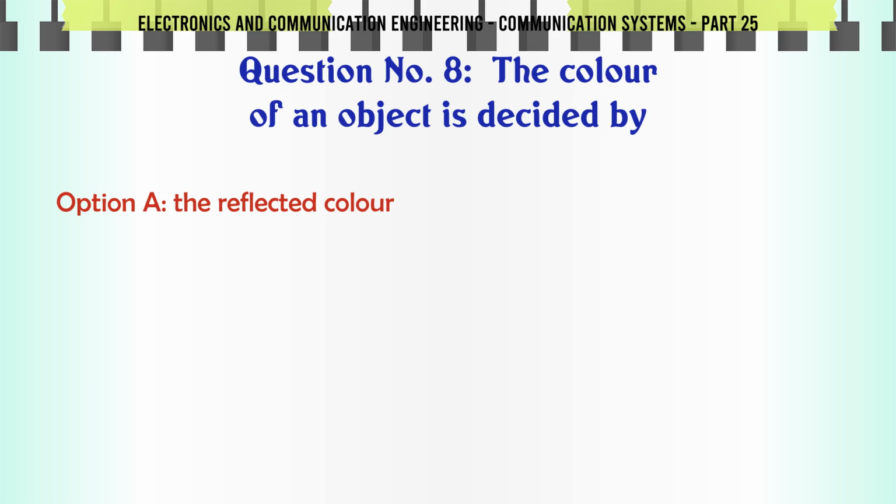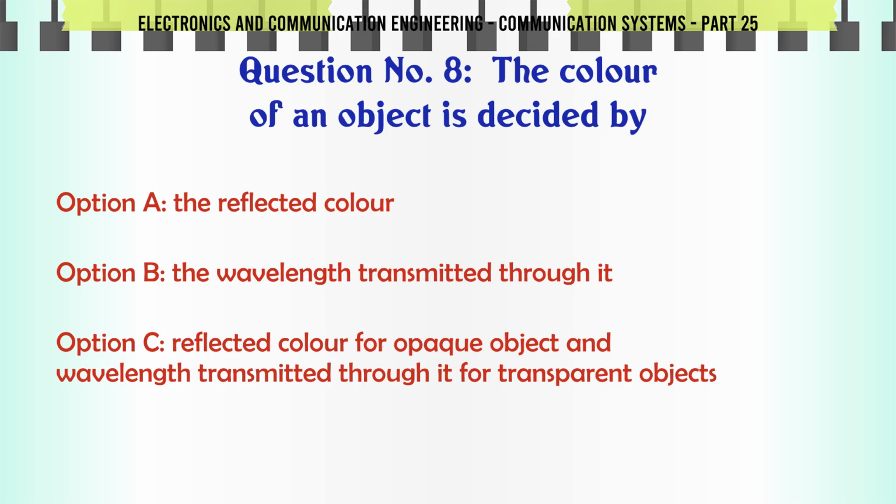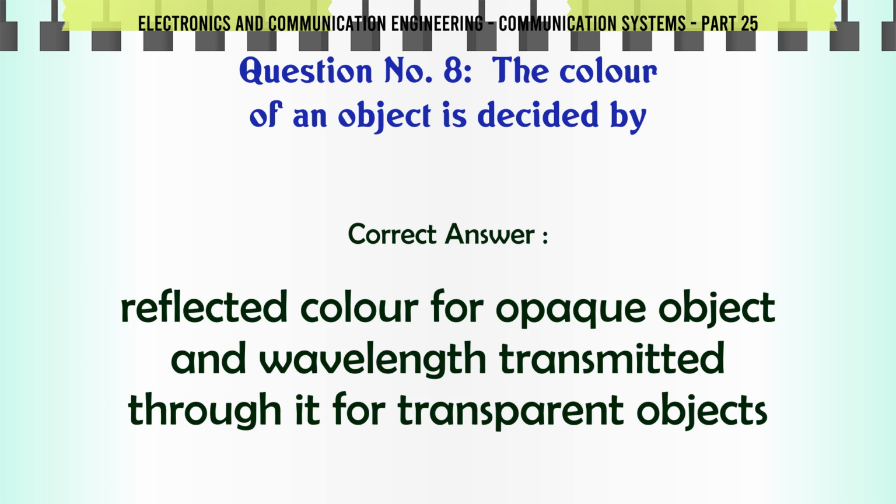The color of an object is decided by A. The reflected color. B. The wavelength transmitted through it. C. Reflected color for opaque object and wavelength transmitted through it for transparent objects. D. None of the above. The correct answer is reflected color for opaque object and wavelength transmitted through it for transparent objects.